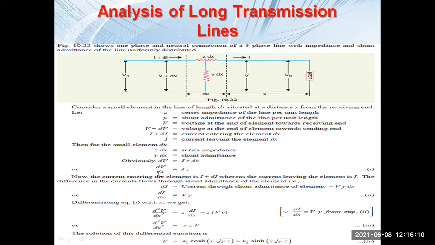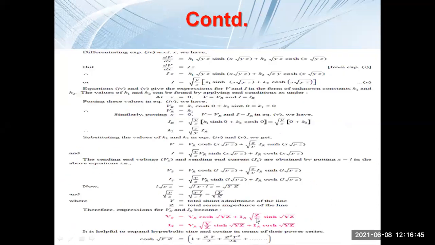Now we'll take the second derivative. d2V by dx square will be Z into dI by dx. We know dI by dx is V into Y, so this is Z into V into Y. So d2V by dx square will be YZ into V. The solution for this differential equation will be V equal to K1 into cosh of x into square root of YZ plus K2 into sinh of x into square root of YZ. Now, after that, what we'll do?